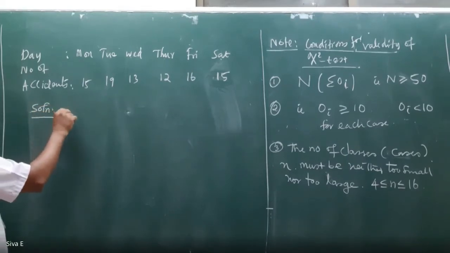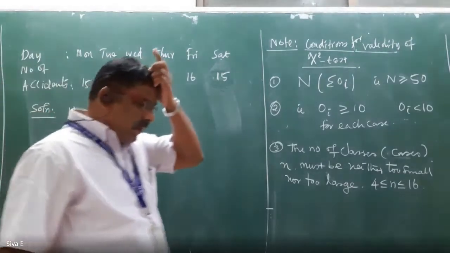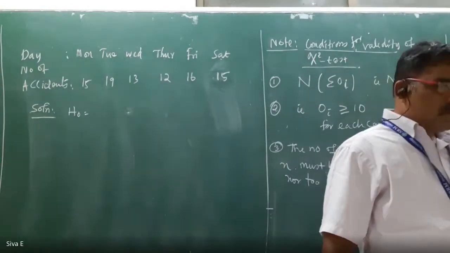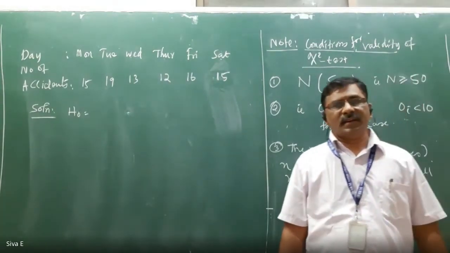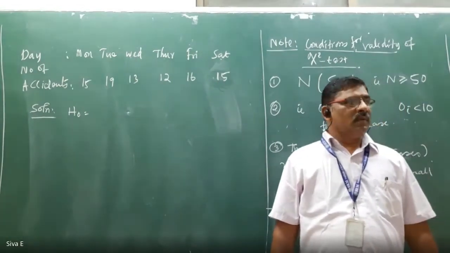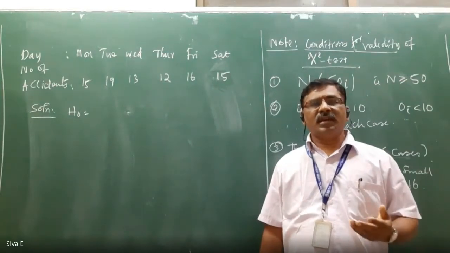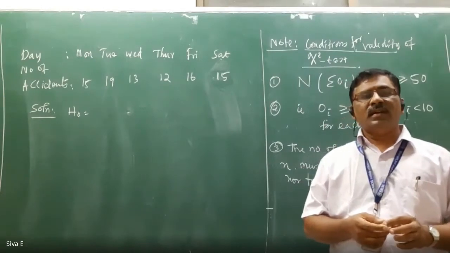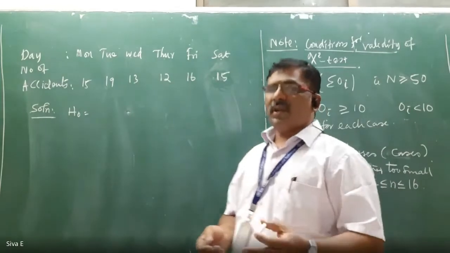First, you have to write the H0. What is H0 here? The given statement is true. H0 is the given statement is true. What is the question here? Test whether the accidents are uniformly distributed over the week. Okay, that is what we are going to test.